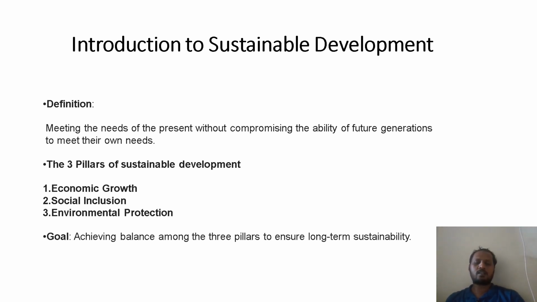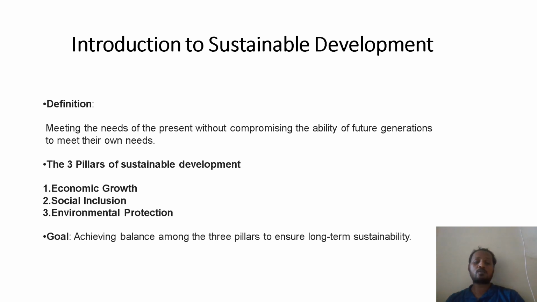There are three pillars of sustainable development. One is economic growth, second is social inclusion, third one is environmental protection. Without these three pillars, we cannot achieve sustainable development. Economic growth is the growth in the value of goods and services created in a particular economy in a particular year. We can see that history is more influenced by economic growth. Without economic growth, economic development is not possible because they are two sides of the same coin.